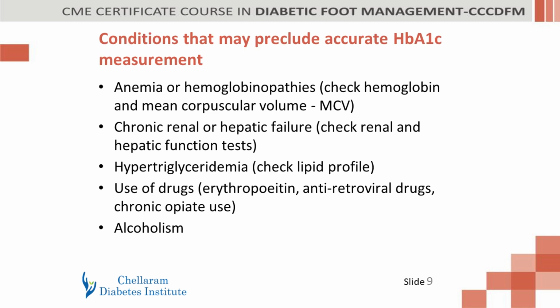This slide shows the conditions that may preclude accurate HbA1c measurement. Number 1 is anemia or hemoglobinopathies. Second is chronic renal failure or hepatic failure. Third is hypertriglyceridemia. The fourth is the use of medications such as erythropoietin, antiretroviral drugs, chronic opiate use, and alcoholism. It's important to clinically check for these conditions and do appropriate testing to detect these conditions that may preclude accurate HbA1c measurement.